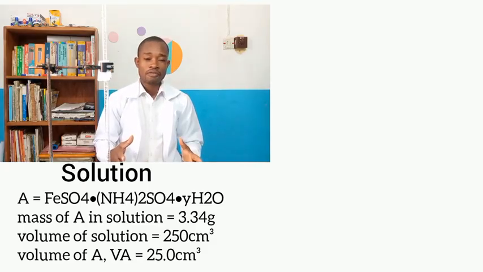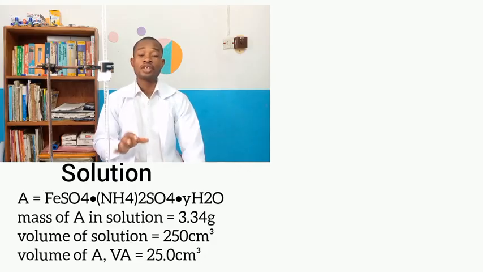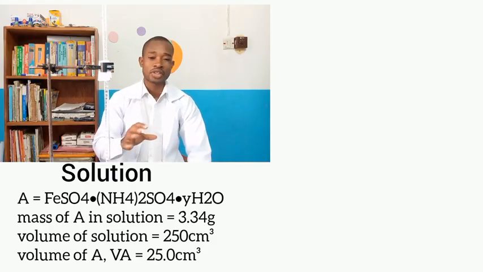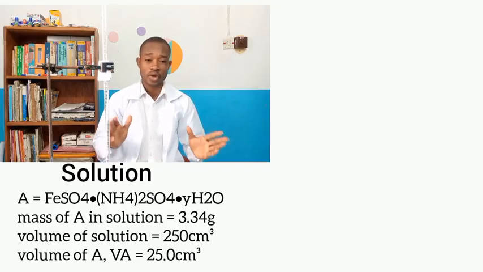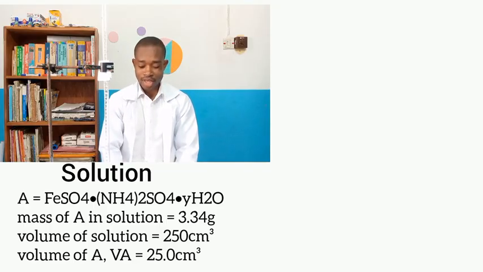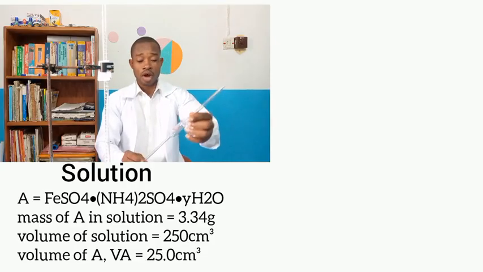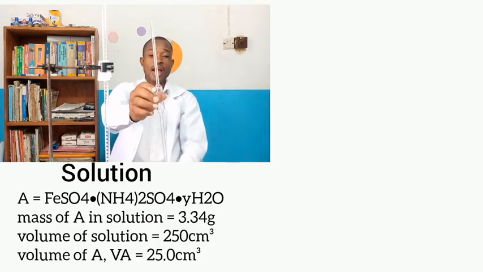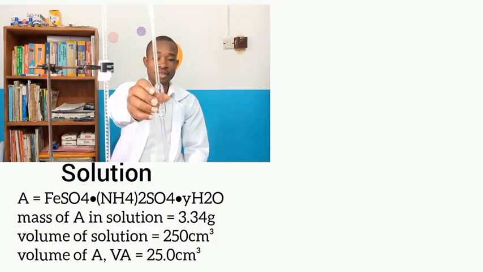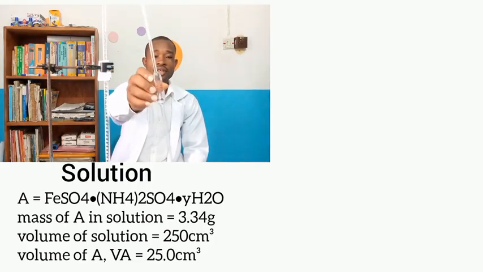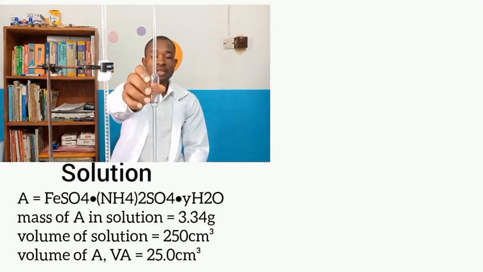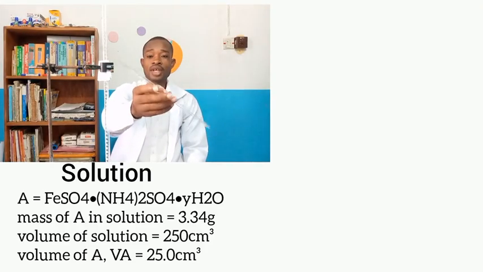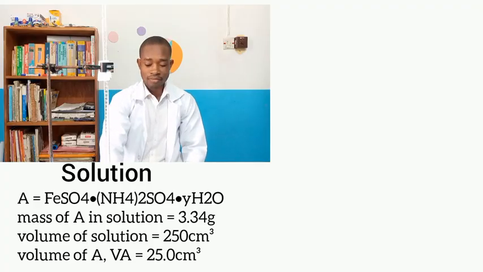The volume of ammonium iron 2 sulfate used in this redox titration experiment was 25.0 cubic centimeter. This is actually the volume of the pipette. You can take a look and then you see possibly written on it 25 cubic centimeter. So that's the volume of A.